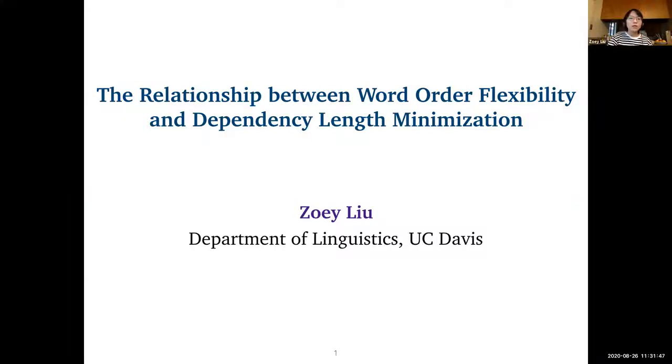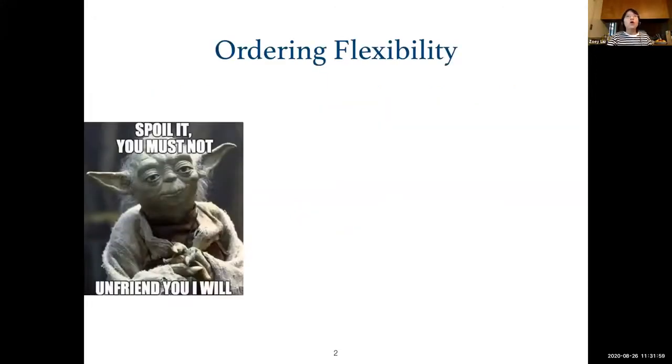All right, so I'll talk about the cross-linguistic relationship between word order flexibility and dependency length minimization. Previous work: the notion of ordering flexibility has existed for a really long time. Whenever people try to categorize the ordering flexibility of different languages, they tend to rely on the order of the major constituents, including the subject, the head verb, and the direct object.